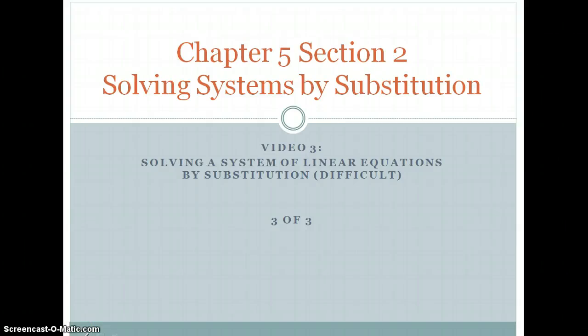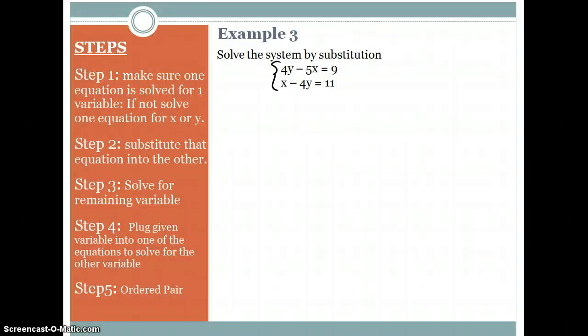So this is the final video for Chapter 5, Section 2 on solving systems by substitution. And this is the more difficult version of substitution. So this example says 4y minus 5x is equal to 9 and x minus 4y is equal to 11.